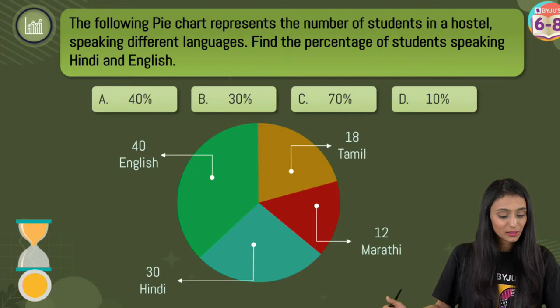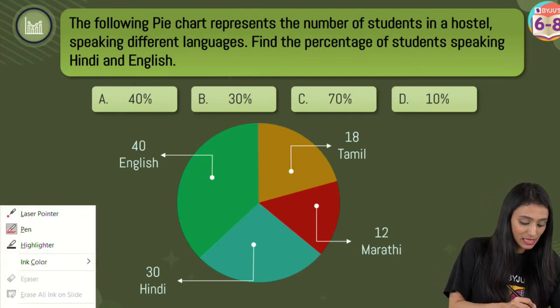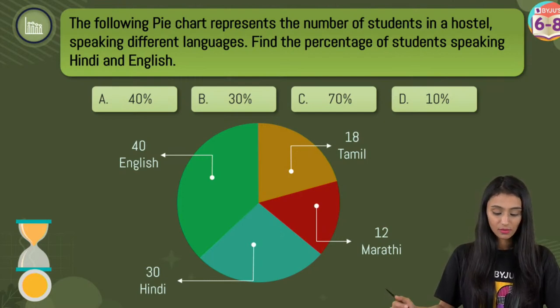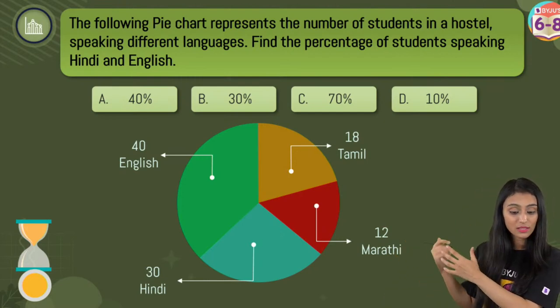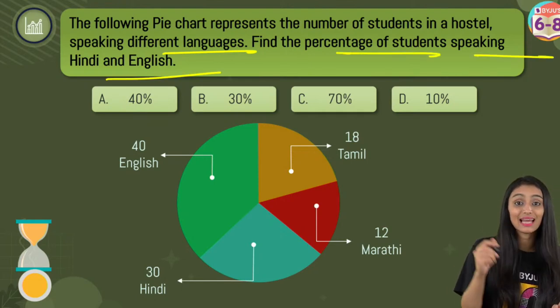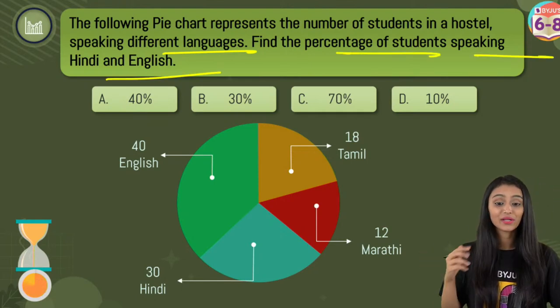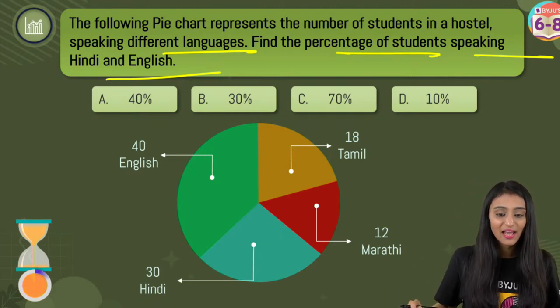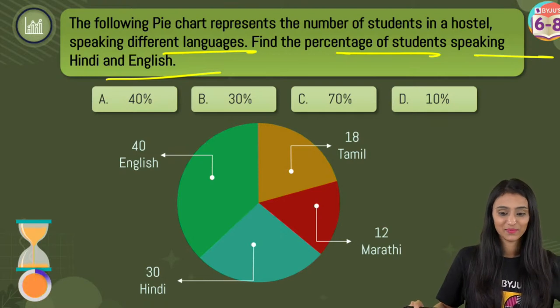So here we have a poll question. The following pie chart represents the number of students in a hostel that speak different languages. Find the percentage of students speaking Hindi and English. And you have 30 seconds to answer this question. Quickly, everybody. Yes. I want to see who answers this first.